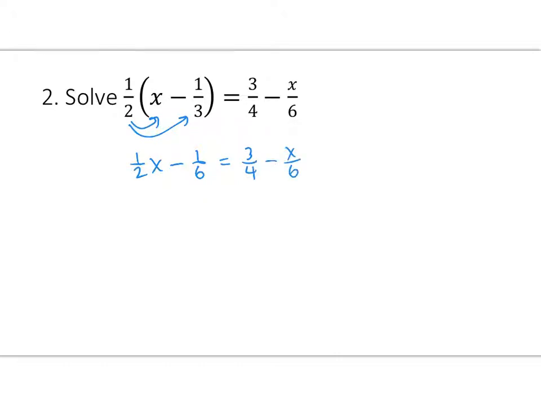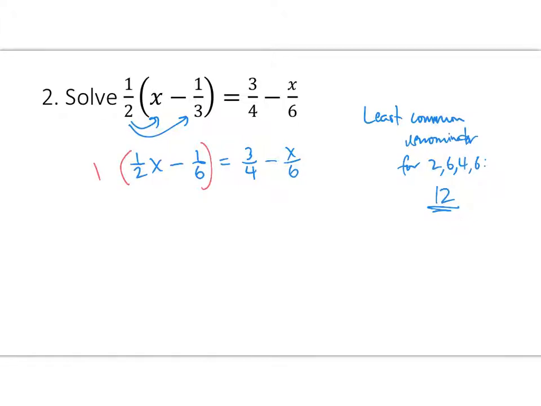Now there are different ways that we can approach it at this point, but what I would want to do is get rid of all those crazy fractions. So I want to find a common denominator between 2, 4, and 6 that when I multiply it by both sides is going to get rid of all of the fractions. So the least common denominator for 2, 6, 4, and 6 is going to be 12. So if I multiply both sides by 12, that's going to get rid of all the fractions.